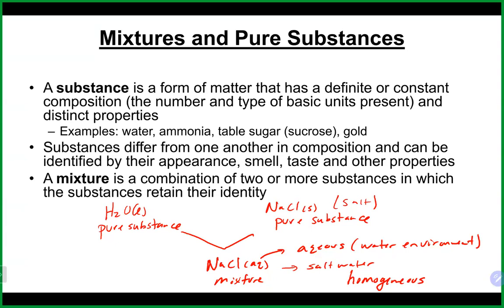And regardless of the type of mixture, homogeneous or heterogeneous, things still retain their identity. So even though we mix them together and things still retain their identity, when I make a mixture, is it a physical change or a chemical change?